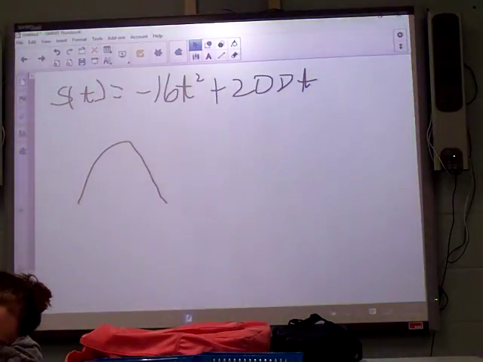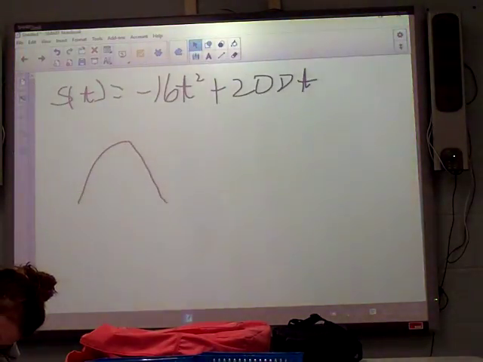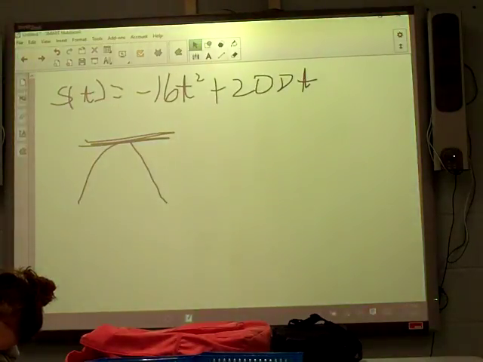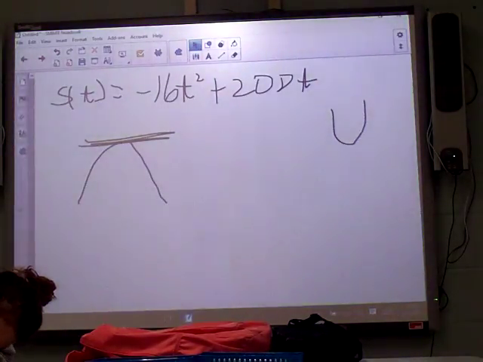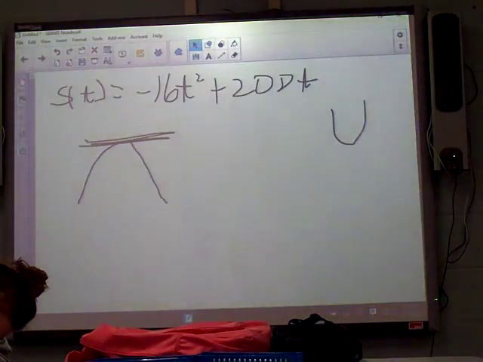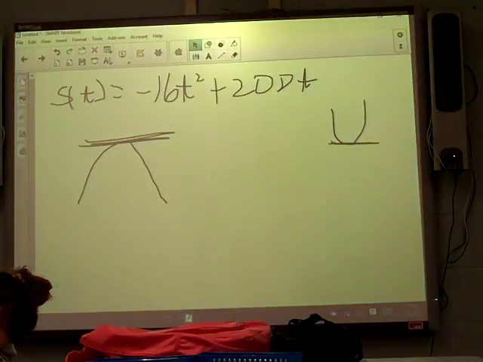The whole point in these last two problems is just to make you see that when it's asking for maximum, it's asking for vertex. This one wouldn't be called a maximum. What would that one be called that I just drew? A minimum. Very good. So you got the difference in your maximums and minimums.